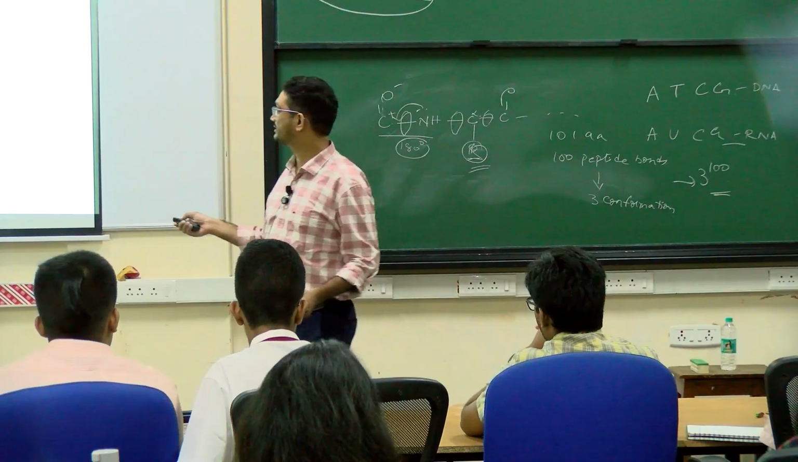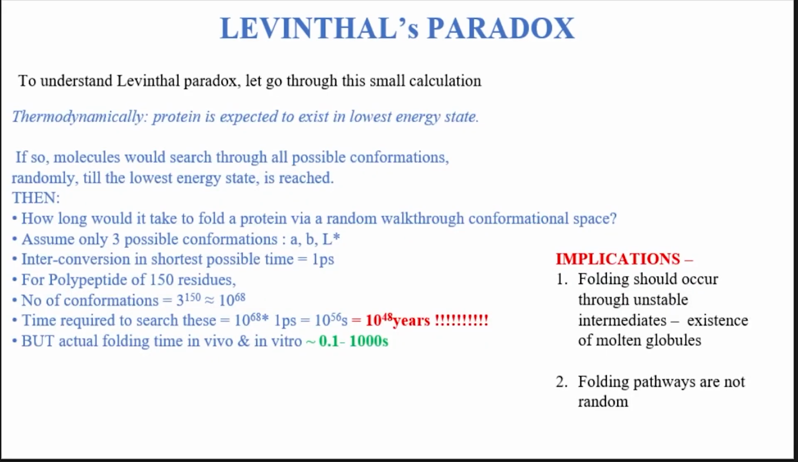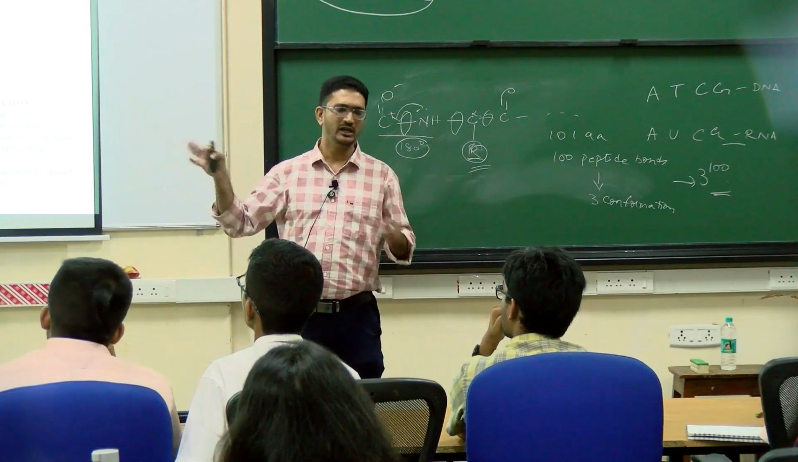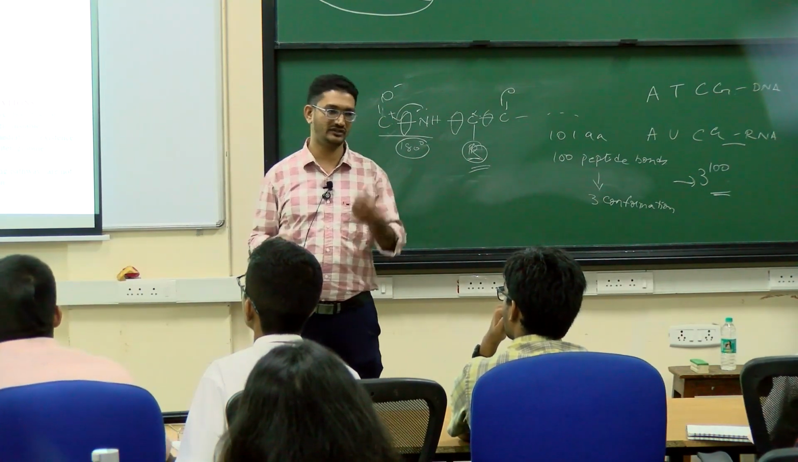So basically, I have done a simple calculation here. It is 150 amino acids. So 150 amino acids will take around 3 power 150, which is 10 power 68 conformations. If each of them is taking a picosecond, it will give rise to 10 power 56 seconds, which is nothing but 10 power 48 years. This is for 150 amino acids. It is not going to change much for 100 amino acids, just a little.